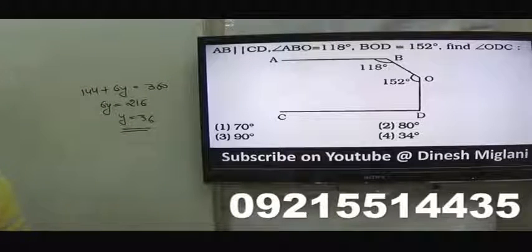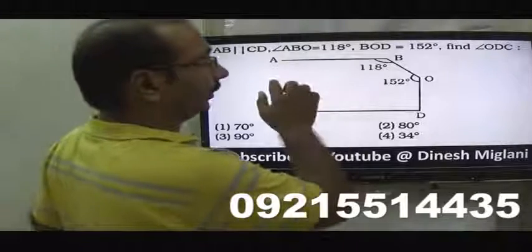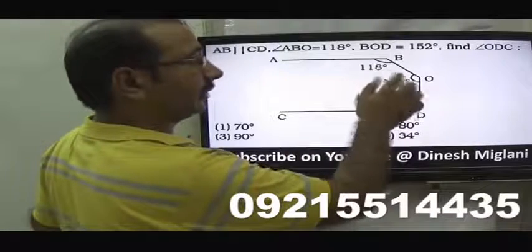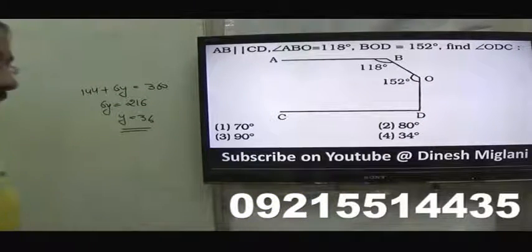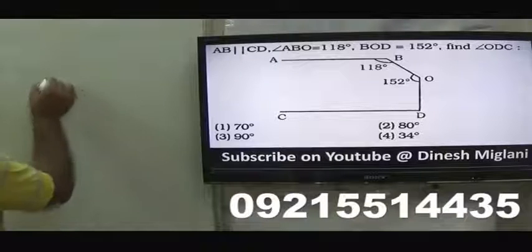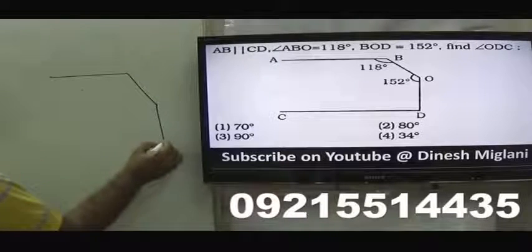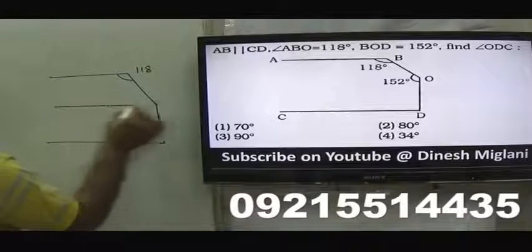AB is parallel to CD. BOD is 152. I have to find angle ODC. ODC find करना, right? Now what can I say? Draw one more parallel line here. This is 118, and that would be 180 minus 118. I have drawn one more parallel line in such a way. Let us have the figure here. This is given in such a way, right? This angle is 118. Let us draw one more parallel line.